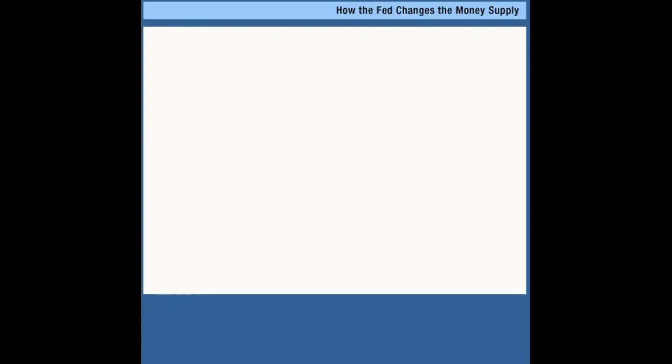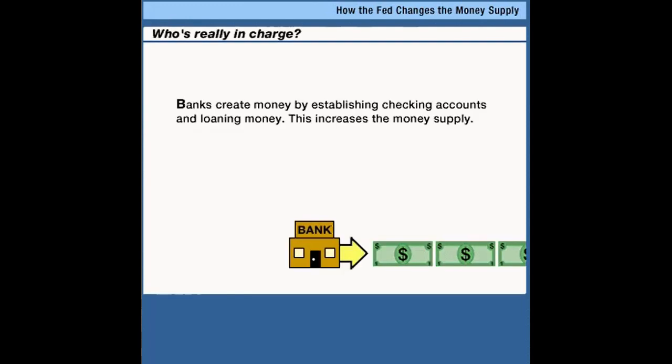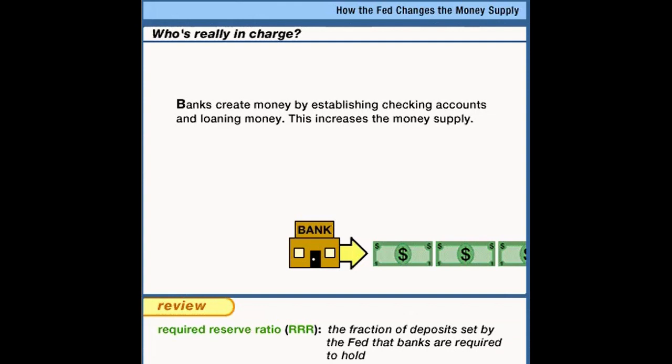However, the Fed is really running this whole show because it's the Fed that determines how much reserve a bank has to hold against its checking accounts. For instance, whenever a bank offers a new checking account, every dollar in checking has to be backed with 10 cents worth of reserves, whether cash in the vault or deposits at the Fed.